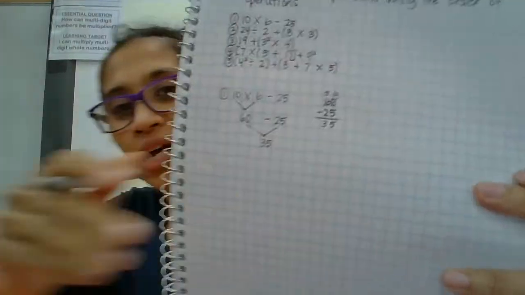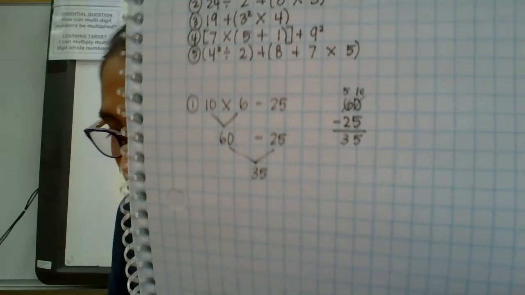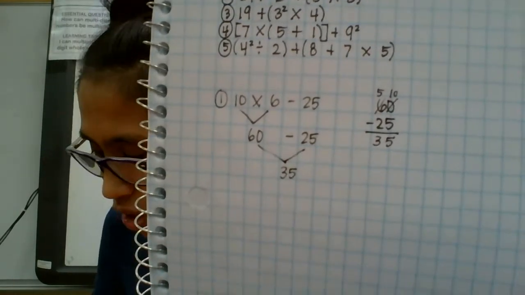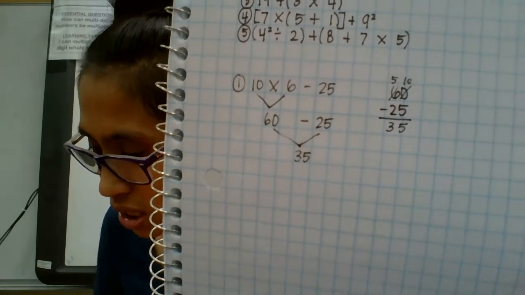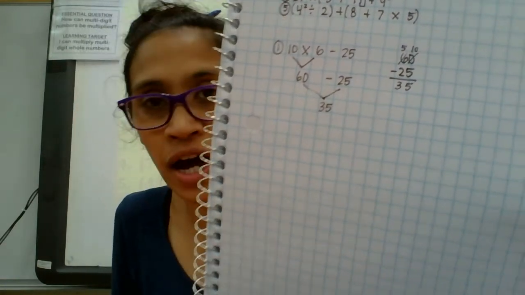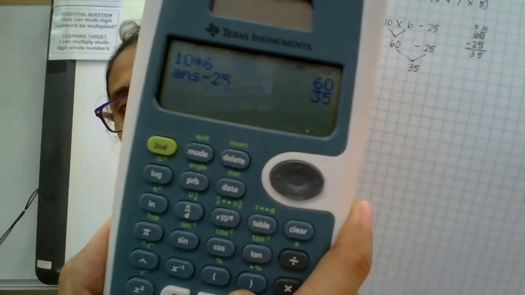35. Just like that. And while you're looking at my answer, I am going to double check on my calculator. Was that 10 times 6 equals 60? And then what? Minus 25. 35. Bam. Got that right there.